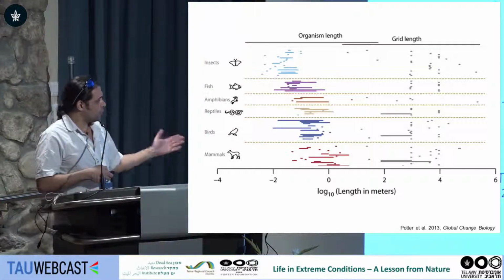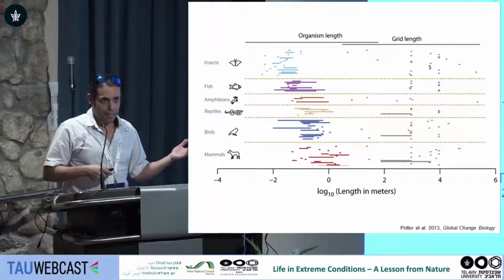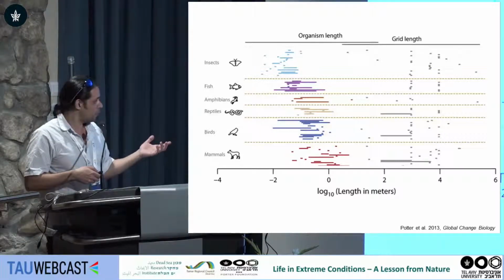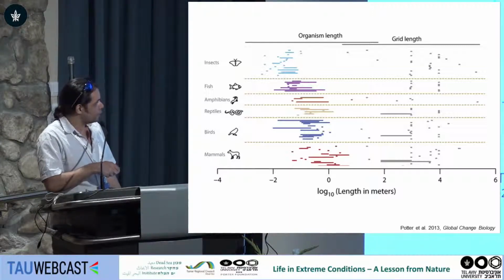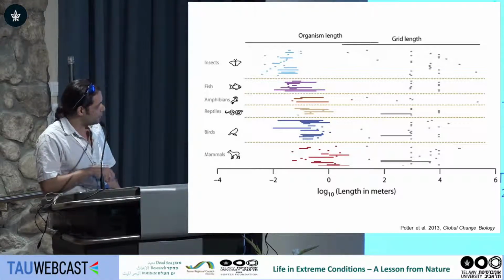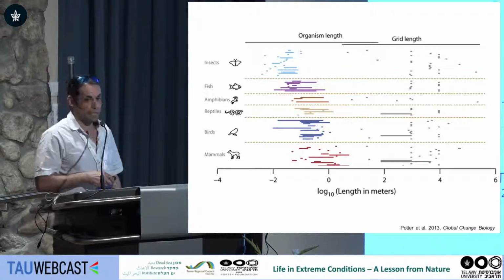So talking about environmental data, I want you to see the big mismatch between the climate data that we have and the resolution that is really important for animals. Here every row in this graph is a different model, and this is the length in meters of the organism length and the grid length of the climate data. And you can see the big mismatch when people modeled the impact of climate change on animals between the organismal length and the actual climate data that they used.